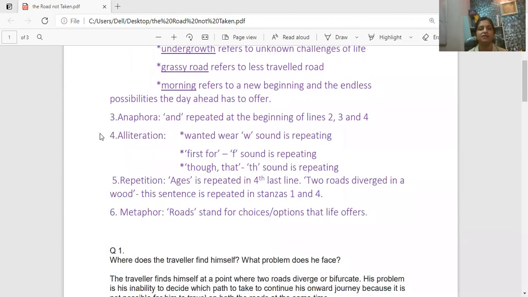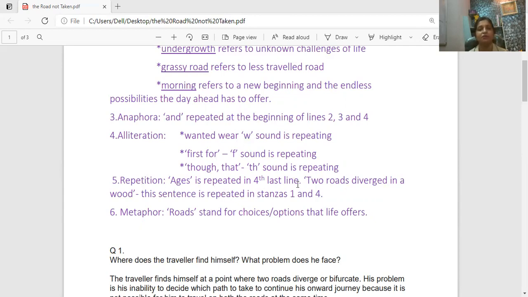The next device is anaphora. Lines number 2, 3, and 4 of the poem begin with the word 'and'. When 2 to 3 lines begin with the same word, we consider it as anaphora. Then there is alliteration in the poem. 'Wanted wear', W sound. 'First for', F sound, though that TH sound is repeating. So alliteration over here.